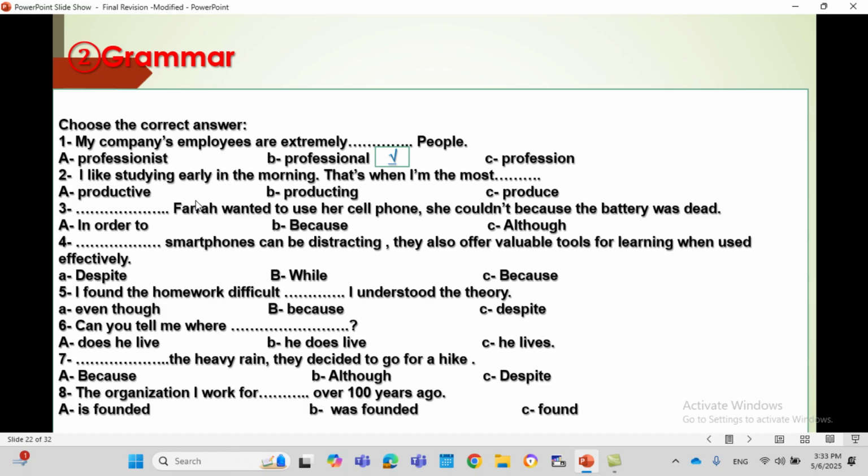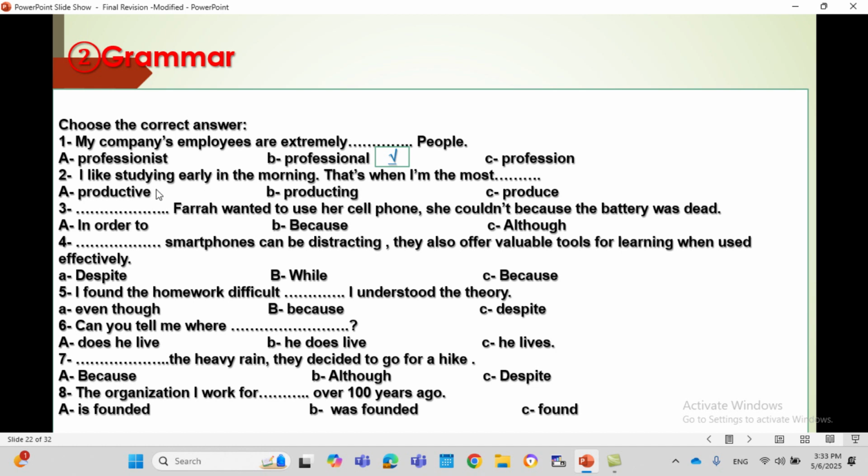I like studying early in the morning. This is an early bird. If you do something early, we call you an early bird. Okay, and as they say, the early bird catches the worm. I like studying early in the morning. That's when I am the most, and as long as you find the most, it means that it must be followed by an adjective.